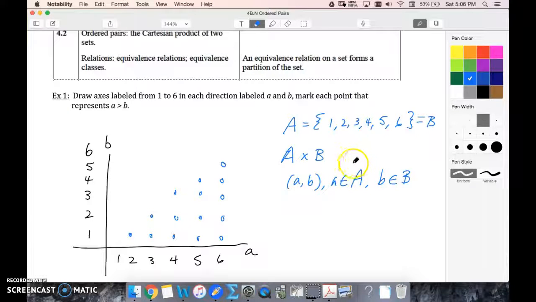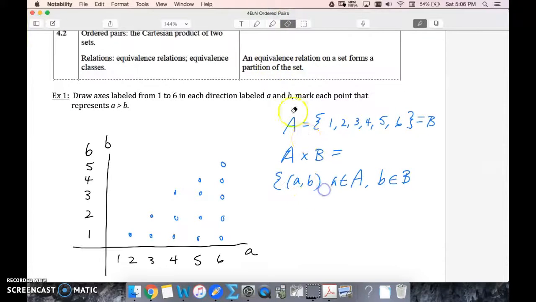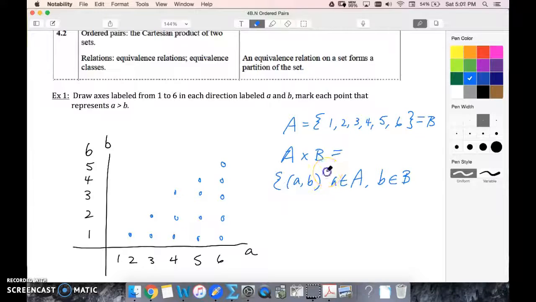To write this out fully in set builder notation, we would say A cross B is equal to all those points such that, so instead of a comma, I'm going to make that such that A is an element of A, B is an element of B. So the Cartesian product is going to represent all the points over here. So we're going to have all 36 points.